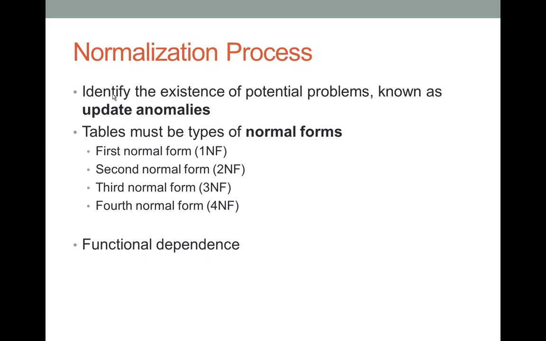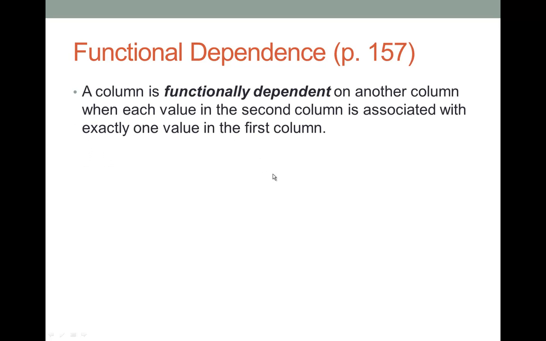Before we can really explain first, second, third, and fourth normal form, we need to go over two things. One is functional dependence, and the other one is keys. You've heard me talk before of primary keys and foreign keys. Here we'll also be introducing another term, candidate keys, into the mix. So, to begin, on page 157, they define functional dependence. A column is functionally dependent on another column when each value in the second column is associated with exactly one value in the first column.